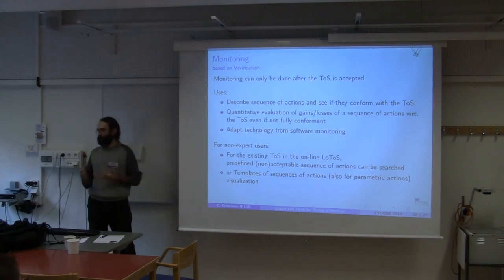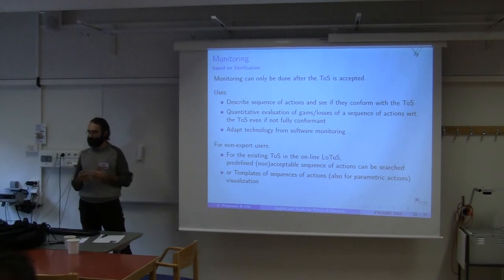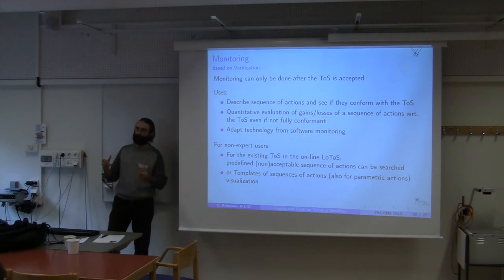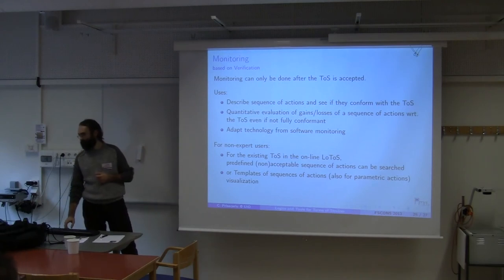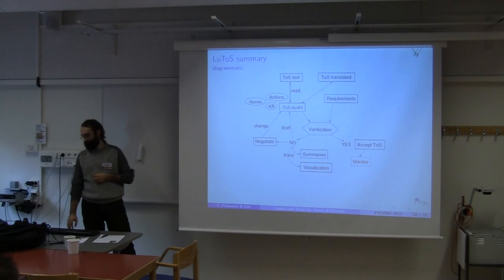So for non-experts, this online LOTOS can still help with already predefined sequences of actions. So you can tell, if you accepted iTunes, then don't do this sequence of actions. Or don't download and then send to your friend or something like this. And then you can provide also templates of sequences of actions in which you only insert some parameters. So monitoring comes after accepting a TOS.